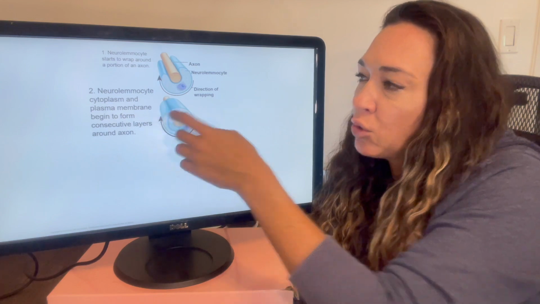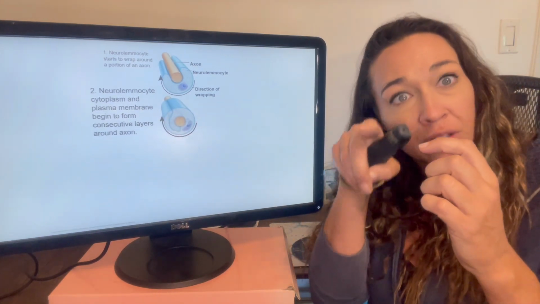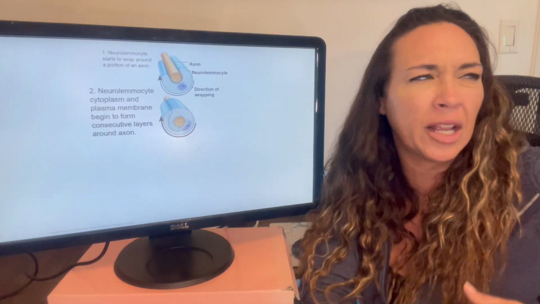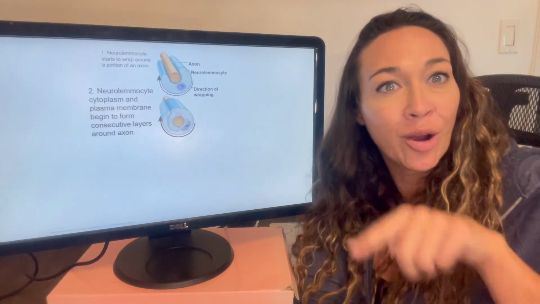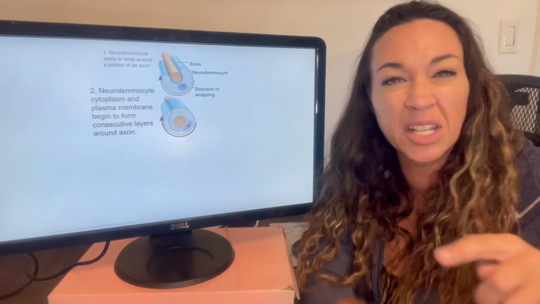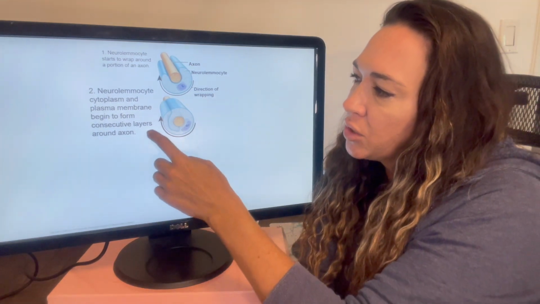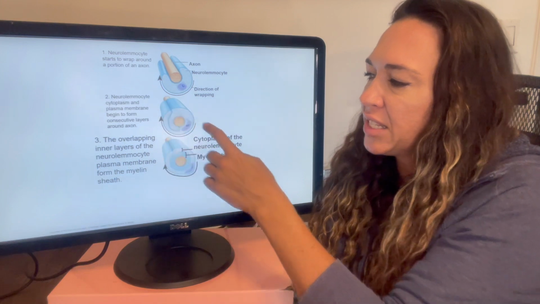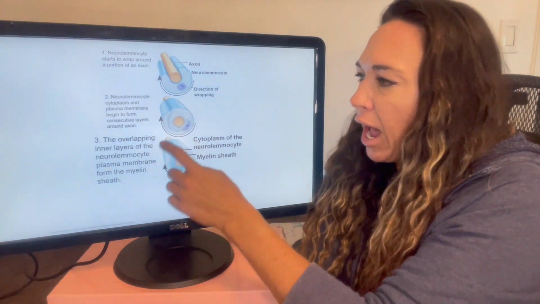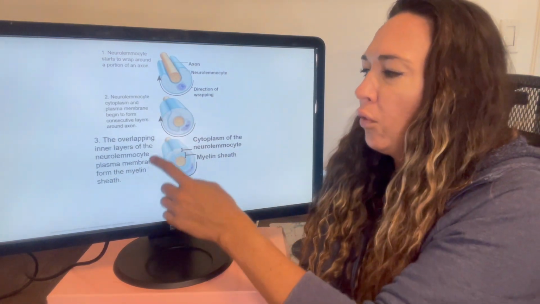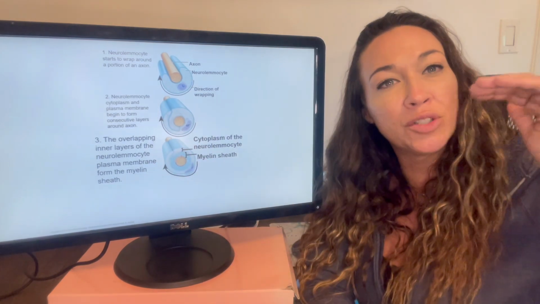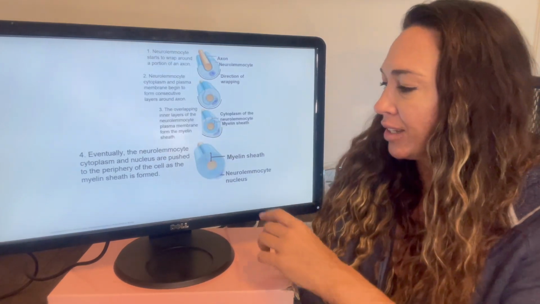It's going to continue to wrap over itself, and then it's going to start to roll around itself. Think about a roll of wrapping paper. It's rolling and rolling and rolling. Instead of unrolling it, you're rolling it up. And that's what we can see right here. So we start to form multiple consecutive layers. As we keep overlapping, those multiple layers become our myelin sheath.